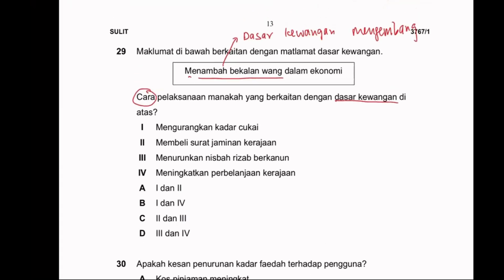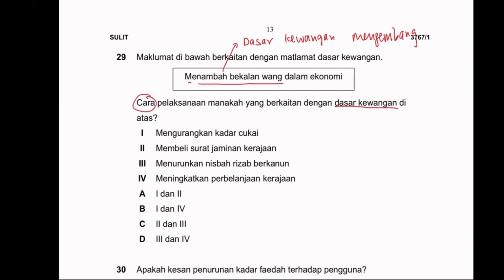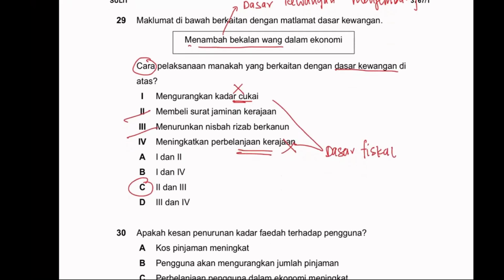Alright. Now, here they ask you how to expand. Menurunkan cukai, correct or not? No. Because dasar kewangan cannot relate about cukai and perbelanjaan. Cukai and perbelanjaan, we call it dasar fiscal. Okay, so you have no need to choose. You look at the keyword, you already throw your answer. That's the only answer for you is 2 and 3.